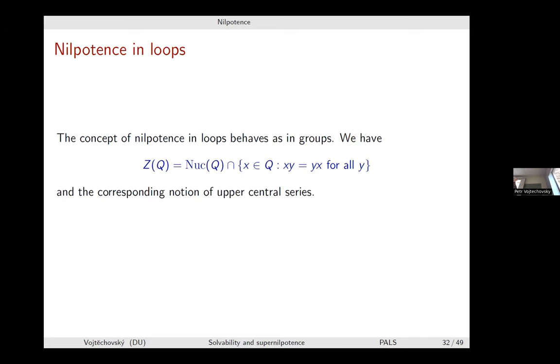The center is what you would more or less expect. So these are the elements that associate with everything and also commute with everything, right? So it's a straightforward generalization of the center of a group. Then you have the notion of an upper central series by factoring by the center iteratively, and so on. But even simple questions about nilpotence can be very difficult.